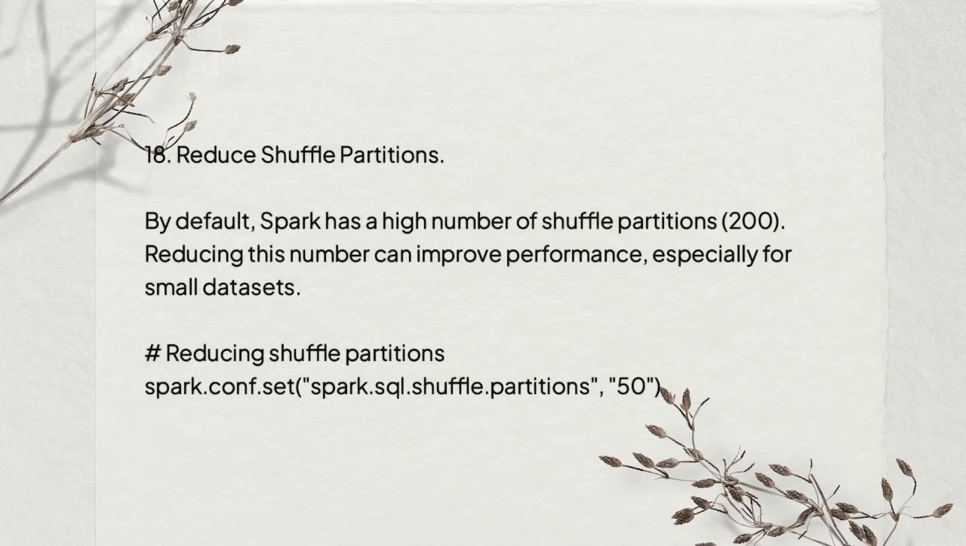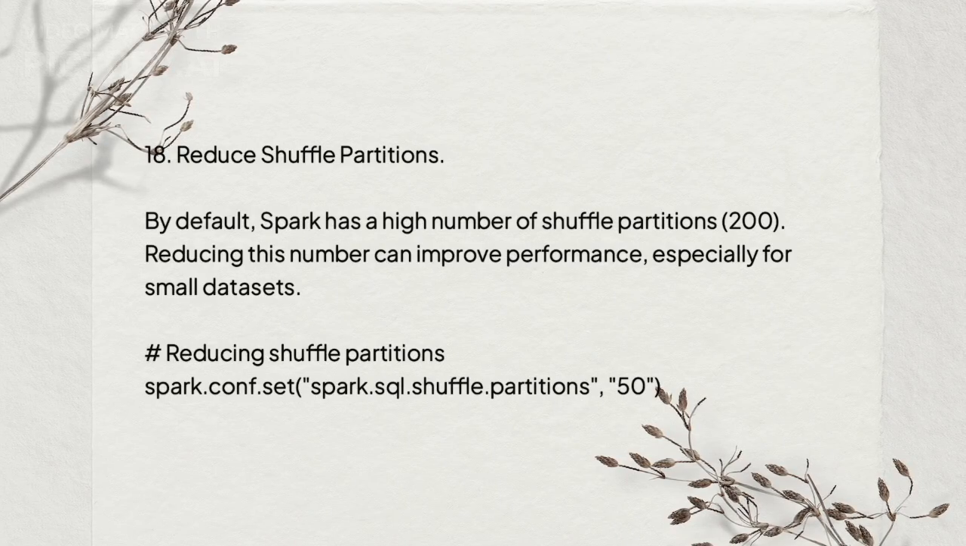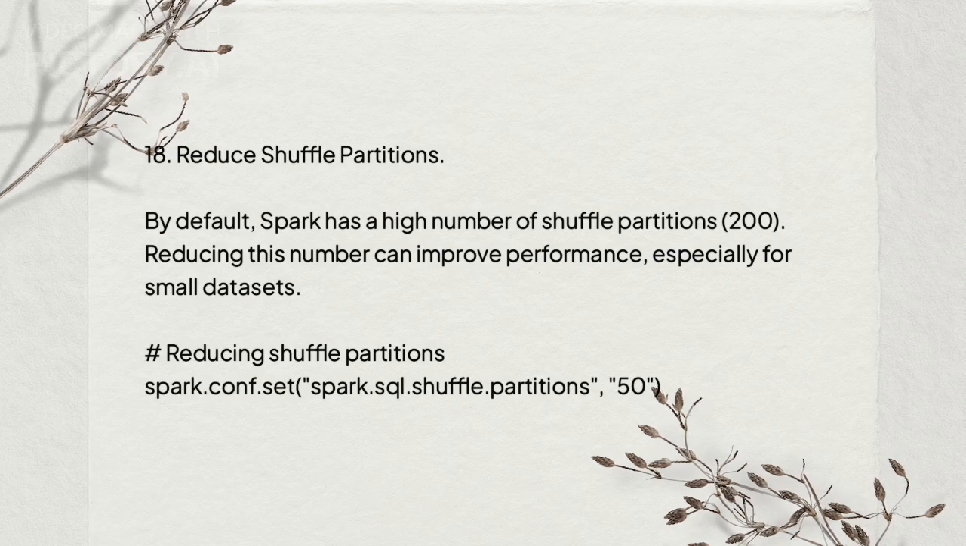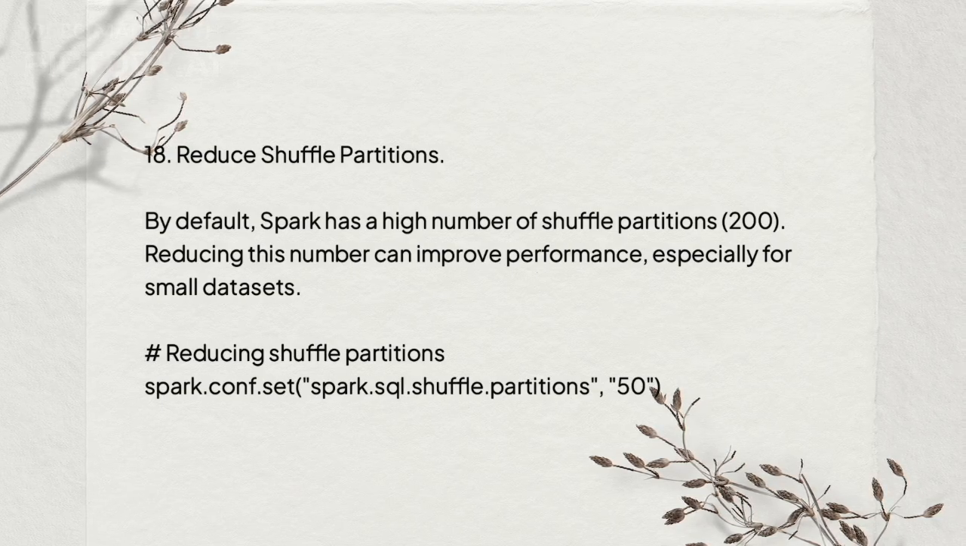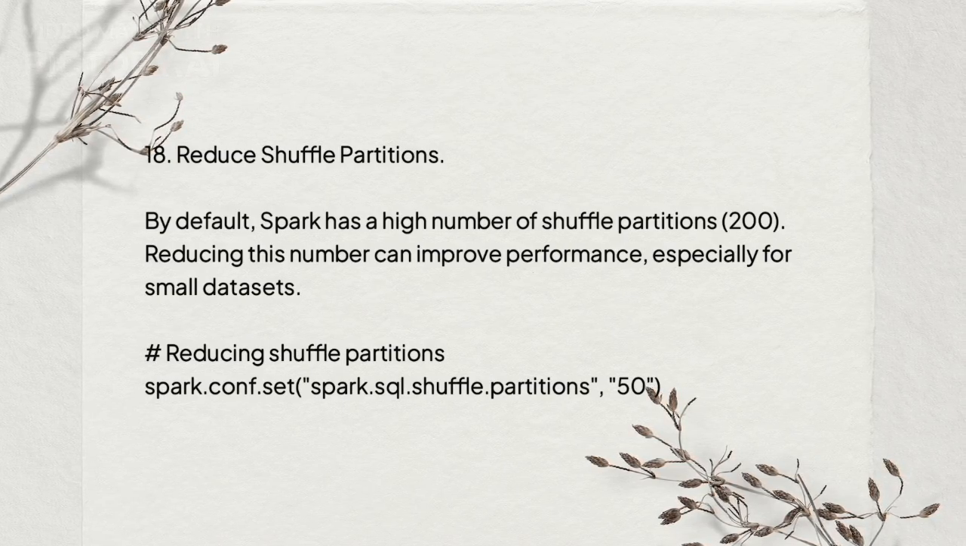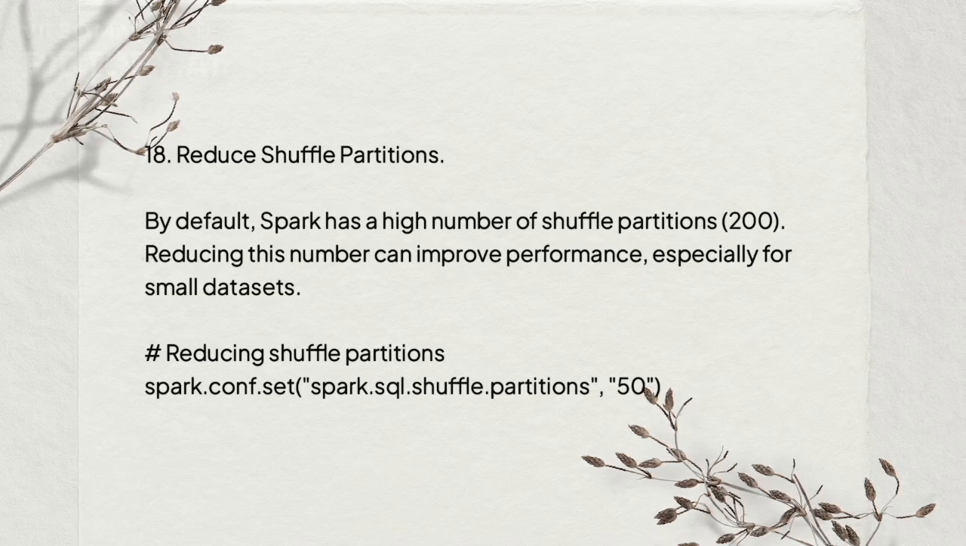18. Reduce shuffle partitions. By default, Spark has a high number of shuffle partitions, 200. Reducing this number can improve performance, especially for small datasets. Reducing shuffle partitions: spark.conf.set("spark.sql.shuffle.partitions", 50).